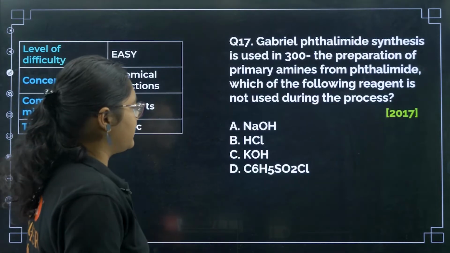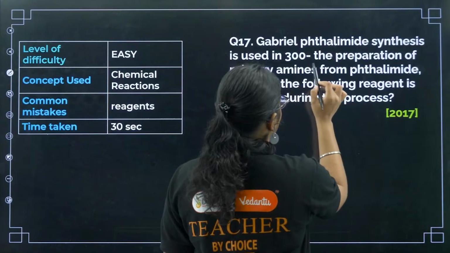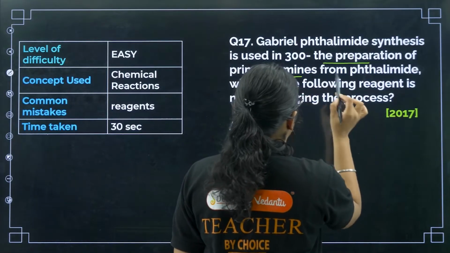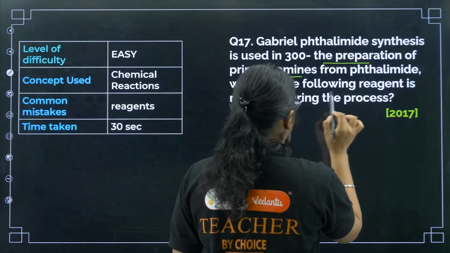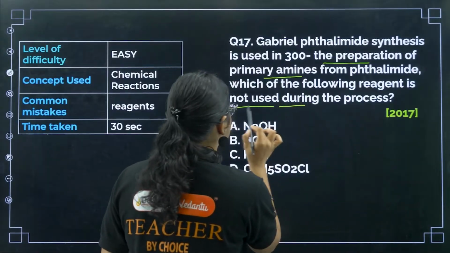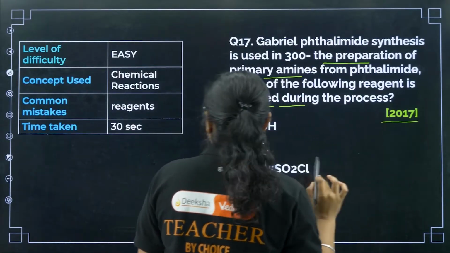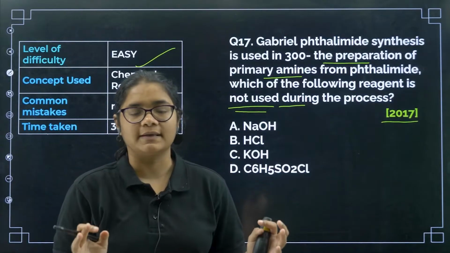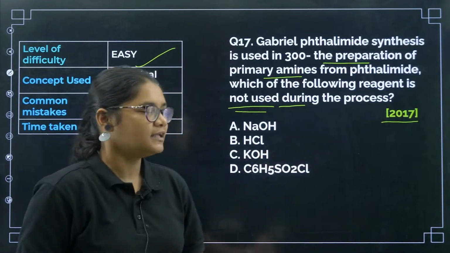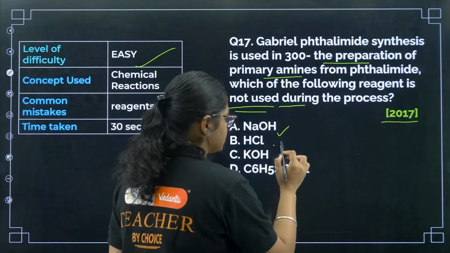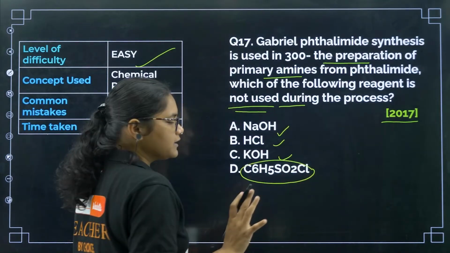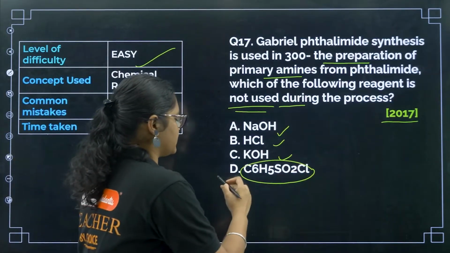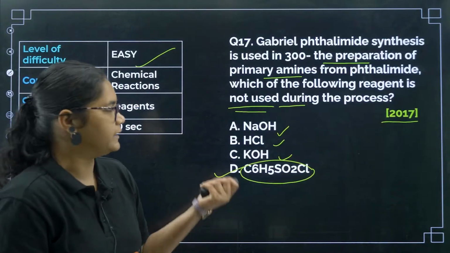Next, Gabriel phthalimide synthesis is used in the preparation of primary amines from phthalimide. Which of the following reagents is not used in the process? 2017 question. This is also a very easy question if you have remembered all the steps of Gabriel phthalimide synthesis. So if you remember, we use NaOH, HCl and KOH, but the Hinsberg reagent is not used at all. So the correct answer will be option number D here.